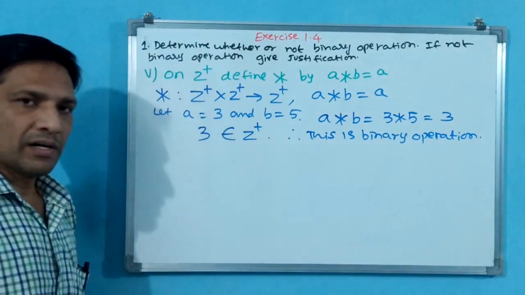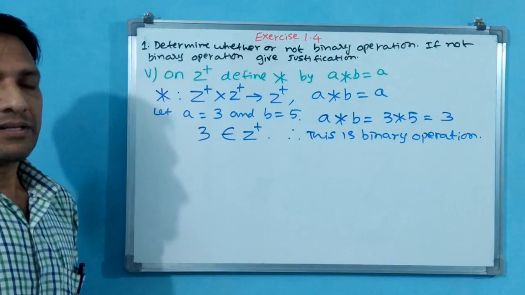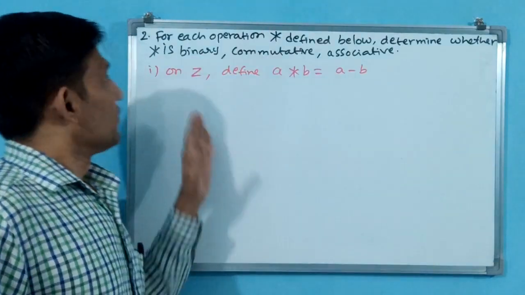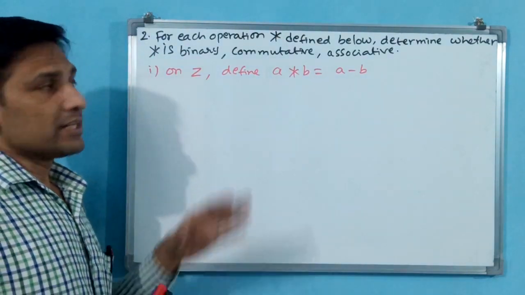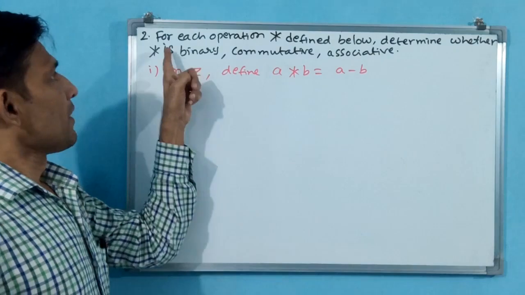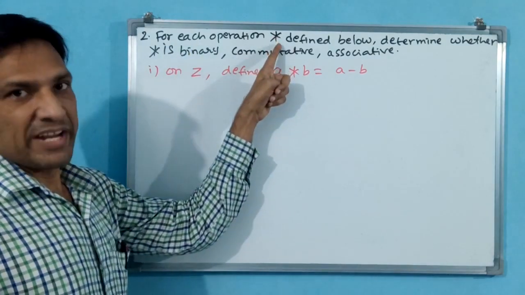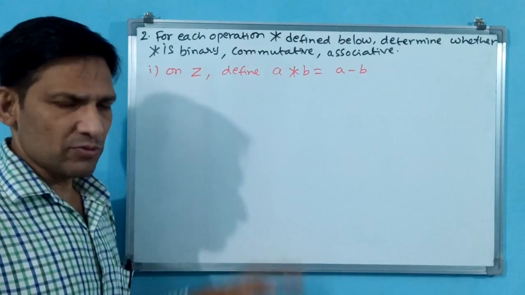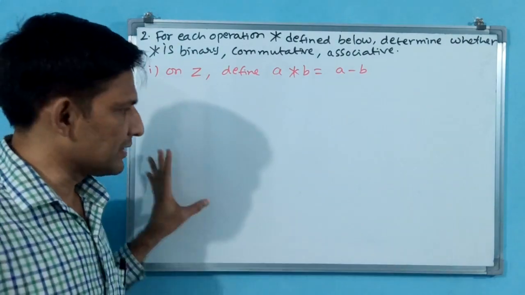Okay, like this you have to answer the questions. Now let us go for the second question. See the second question, what they have written: for each binary operation star defined below. That means 5-6 questions are there, but we go one by one, because it will take space.